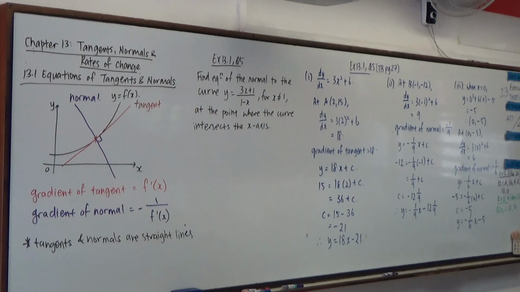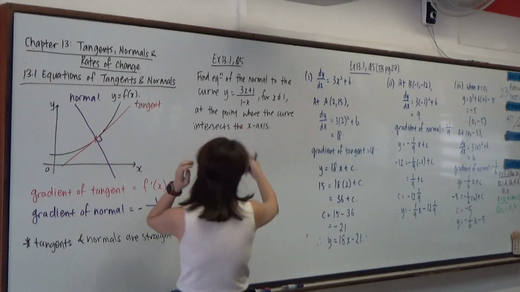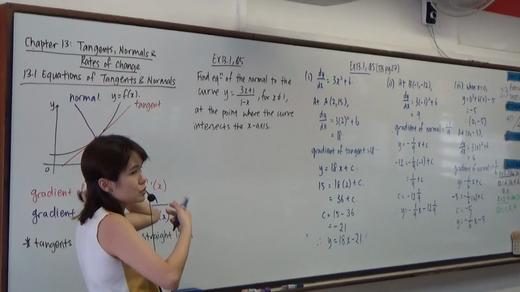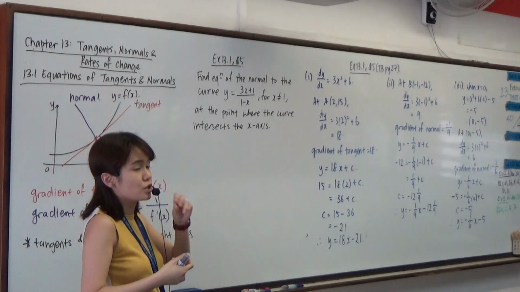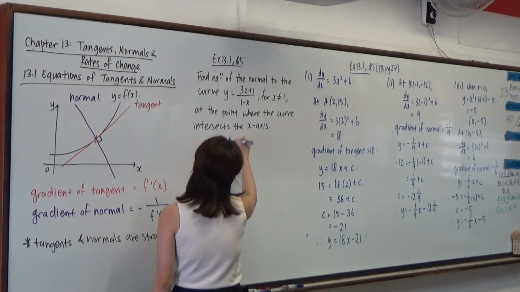Given you more than enough time. Let's go through our answer. Okay, so I was looking at most of you were doing your differentiation. Some of you choose to do product rule, some of you choose to do quotient rule. Either way is fine. Okay, so y equals 3x plus 1.